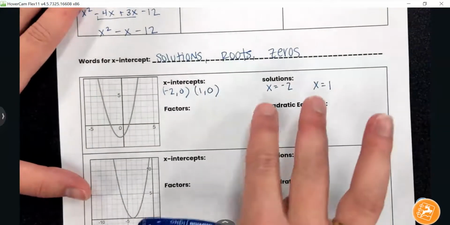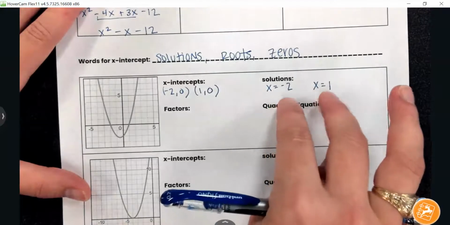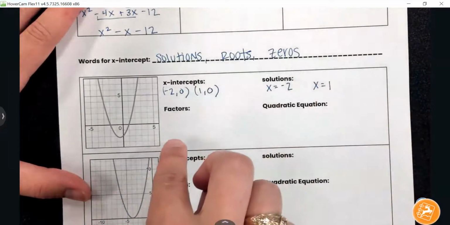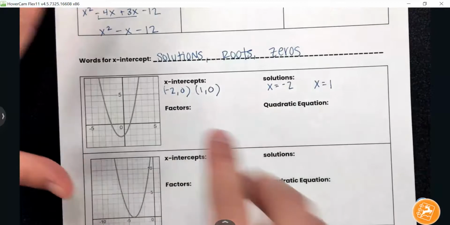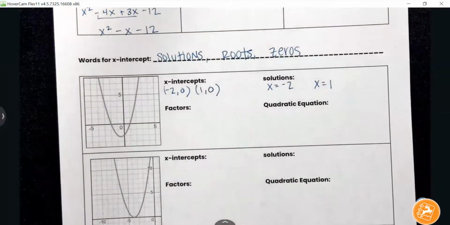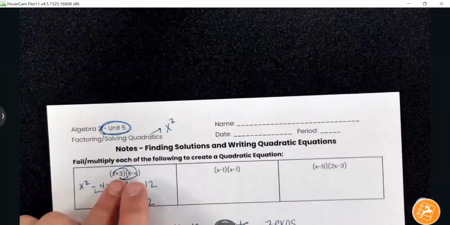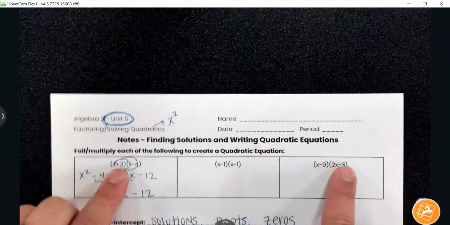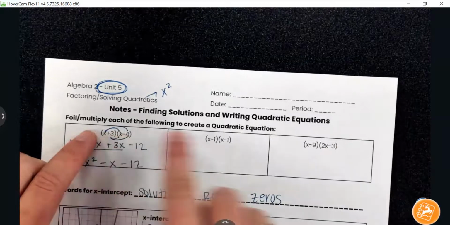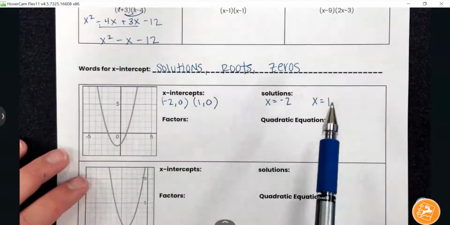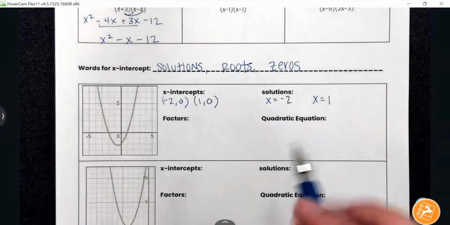We are going to take our solutions and turn them into factors. Factors are what multiply together to get us a quadratic equation. So these up here are all factors. These are my factors, okay? So how do I take a solution and make it a factor?